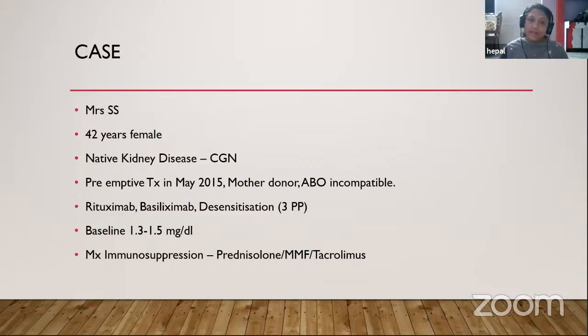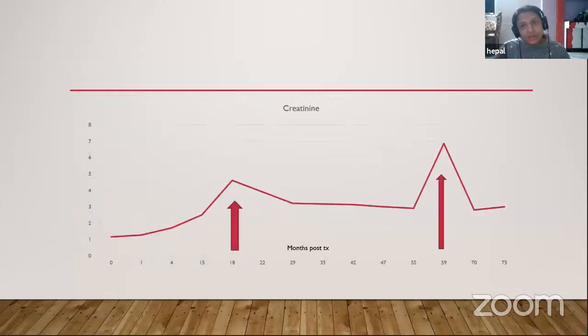A 42-year-old female, her native kidney disease was CGN, and she underwent a preemptive ABO incompatible renal transplant in May 2015 with her mother as the donor. Being ABO incompatible, she received rituximab as a part of desensitization, plasmapheresis, and basiliximab was the induction agent. She stabilized at a creatinine of 1.3 to 1.5 milligram per deciliter. Maintenance immunosuppression was prednisolone, mycophenolate mofetil, and tacrolimus. Here is the graph of her graft function post-transplant.